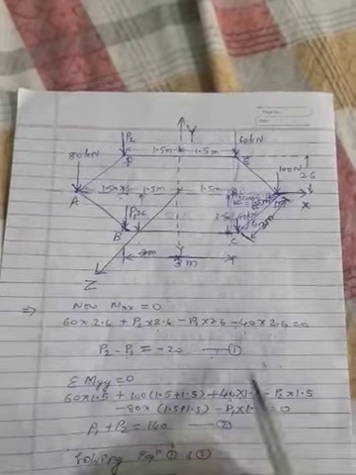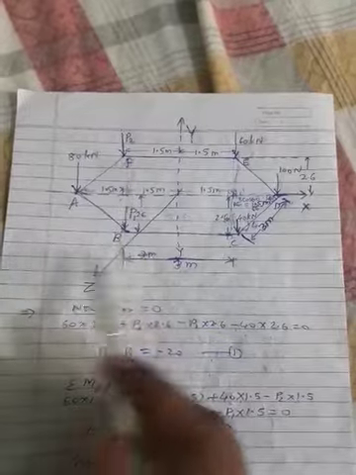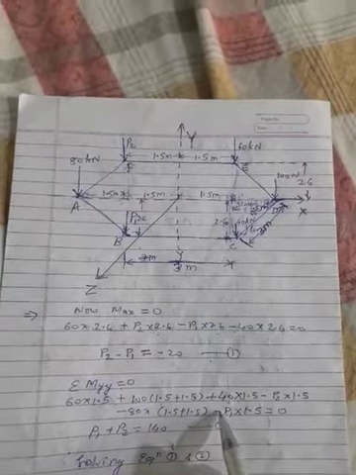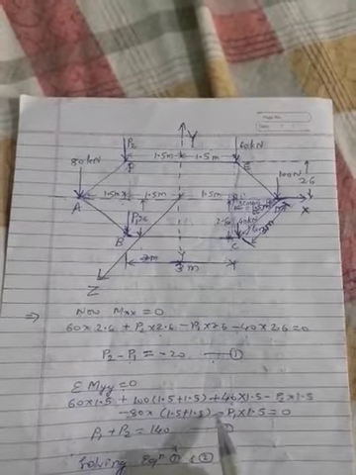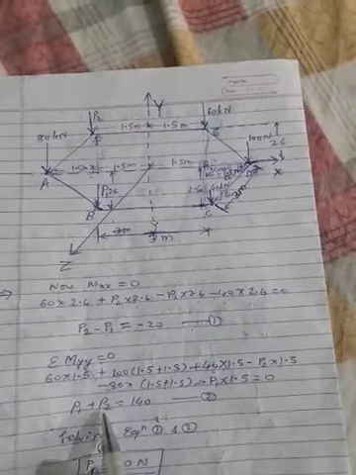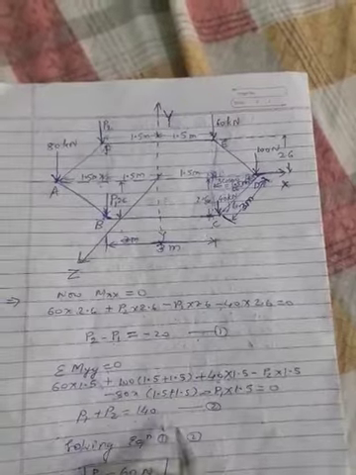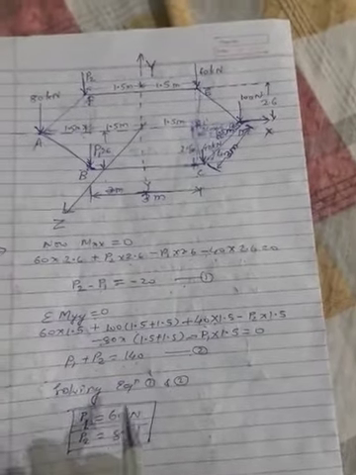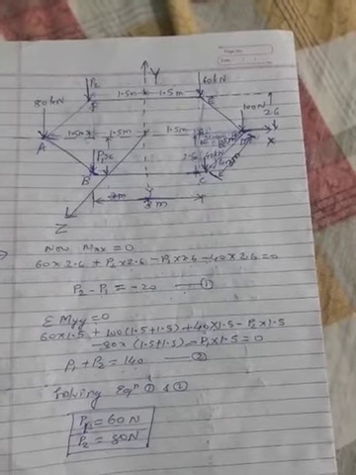Now this P2 will rotate anti-clockwise, so minus P2 into 1.5. This 80 will rotate anti-clockwise, so minus 80, with distance 1.5 plus 1.5. P1 also rotates anti-clockwise, so minus P1 into distance 1.5. After simplifying it I will get P1 plus P2 equal to 140, that is equation 2. Solving 1 and 2, I will get P1 as 60 Newton and P2 as 80 Newton, which I had to calculate in this numerical.